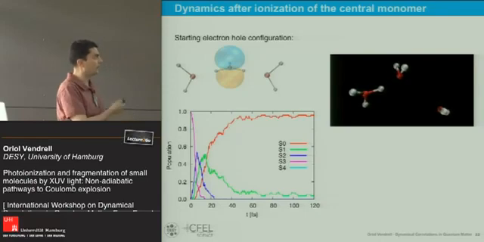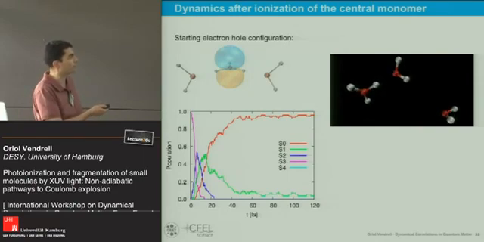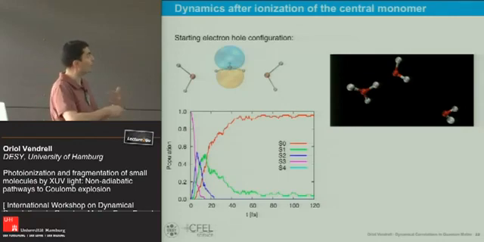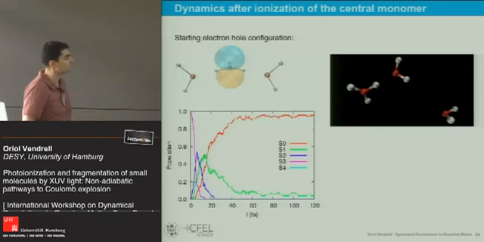We have, as I said, hundreds of trajectories, and one thing that is ahead of us in the next days is to analyze all these trajectories and look for other possible dissociation channels, and also look at what happens when we start from other electronic states. But this one is particularly interesting because the proton and electron hole are localized at the beginning in the same position.